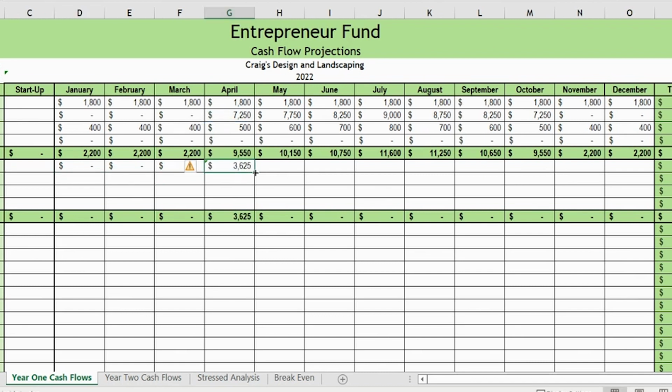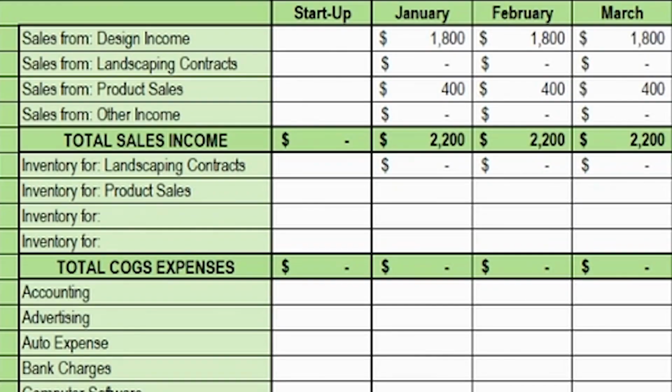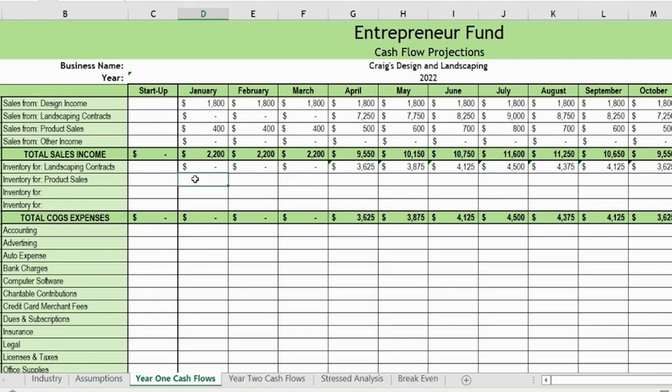Let's assume that the cost of materials for a landscaping contract is 50% of the revenues that contract will bring in. For certain inventory expenses, such as product sales, you might see an inventory expense each month. In this case, let's say the owner spends $300 per month replenishing sold inventory. In that case, we'd enter $300 for every month of the year.